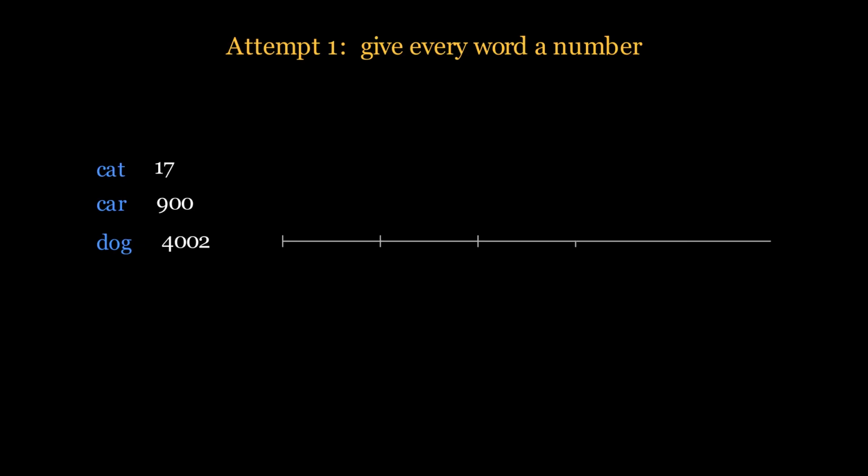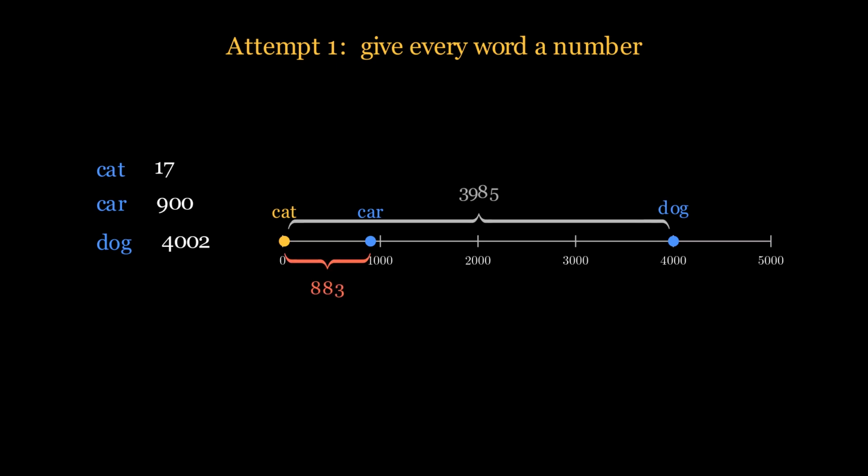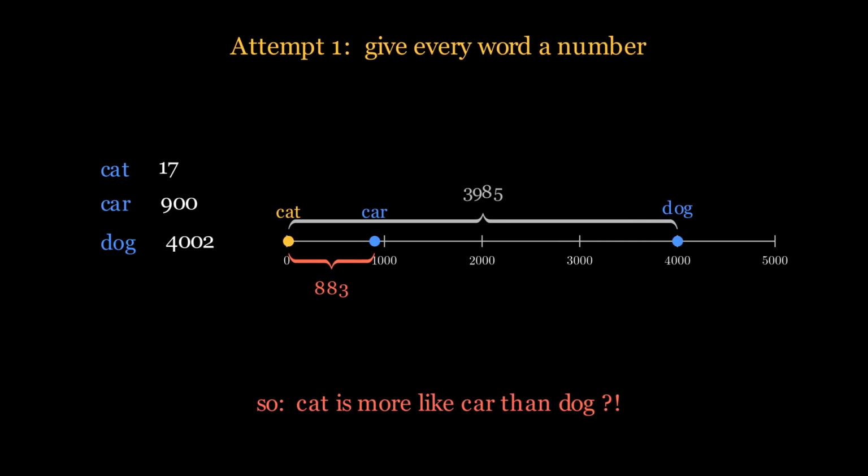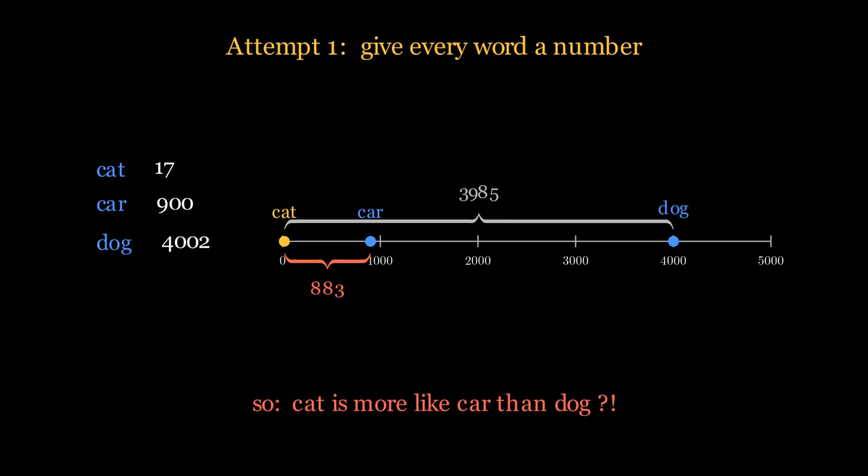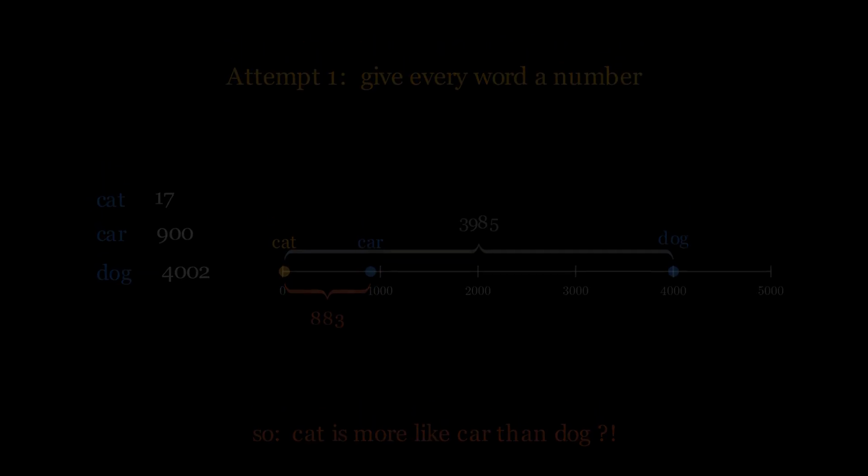A computer can't read letters, so give every word in the vocabulary a number. Cat is 17, dog is 4002, car is 900. Now, is cat closer to dog or to car? Well, 17 is closer to 900 than to 4000, so by these numbers a cat is more like a car than like a dog. That's obviously nonsense. The numbers are just filing cabinet labels. The distance between them is an accident of alphabetical order.